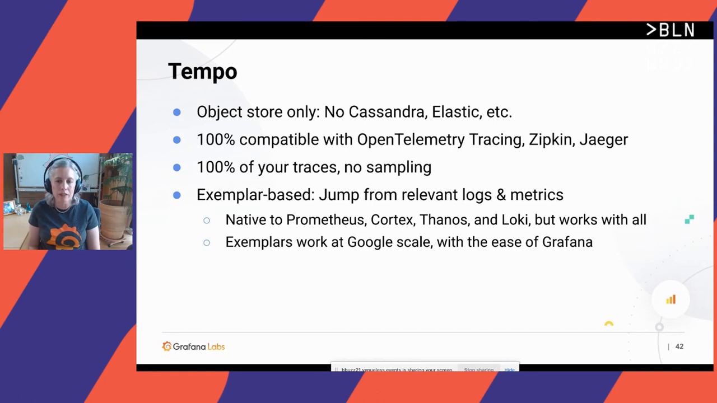However, it is exemplar based. For those of you who don't know what exemplar means, an exemplar is basically like if you have a progression of data, but you have too much data to save all of it, you can save individual points over time and then go to those samples. If your data shows that there's a problem, you can pick out one of the examples that was saved from that time. So that's what an exemplar is. This is exemplar based, but again, it's not sampling because 100% of your traces are saved. It also, because it's based on the same label set, you can move easily from Prometheus to Loki to Tempo and back again.